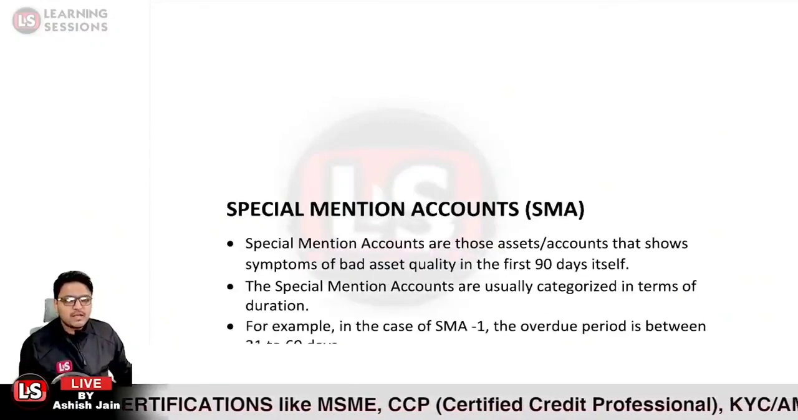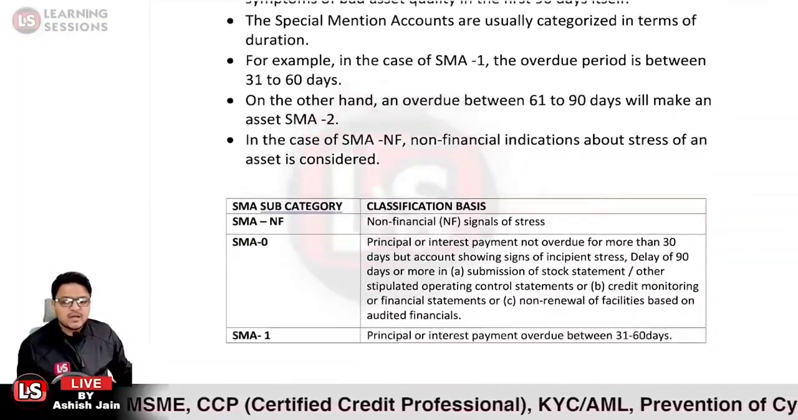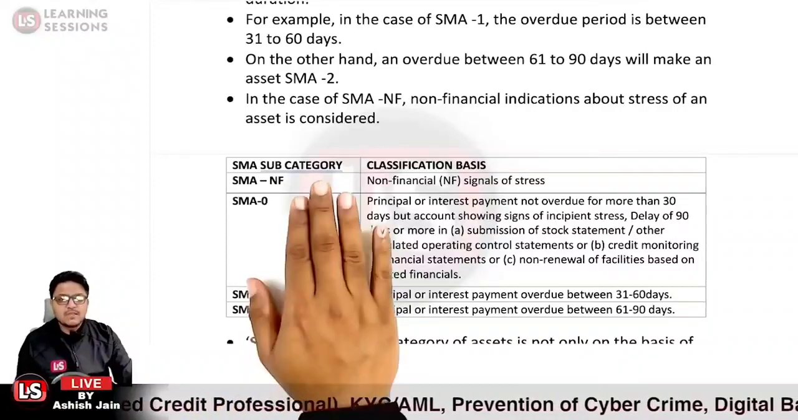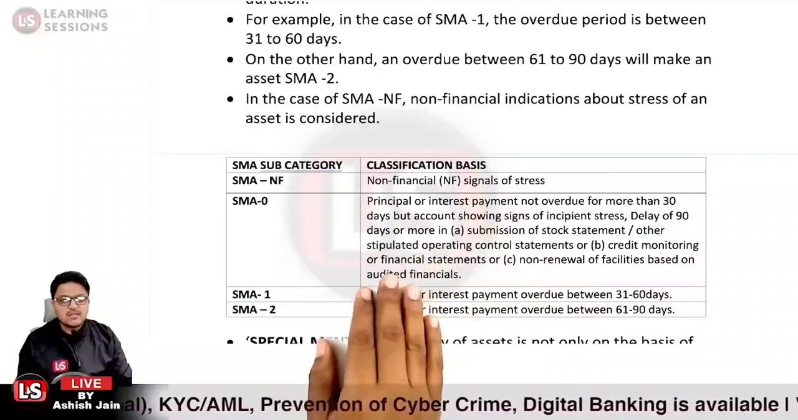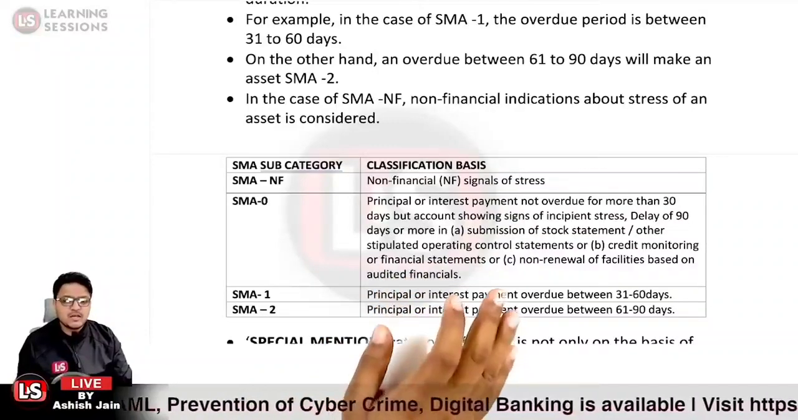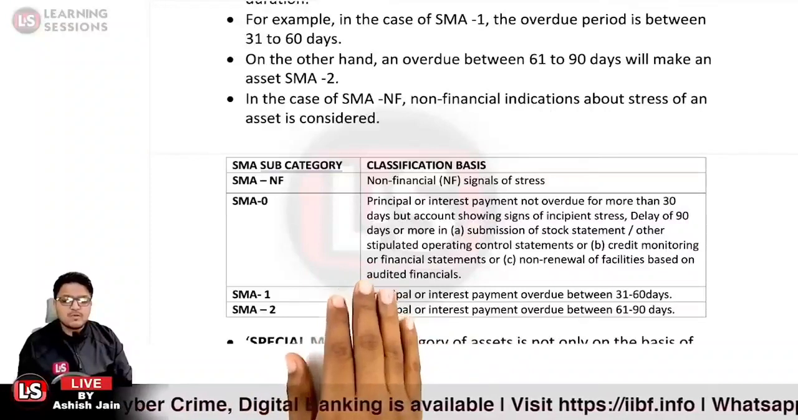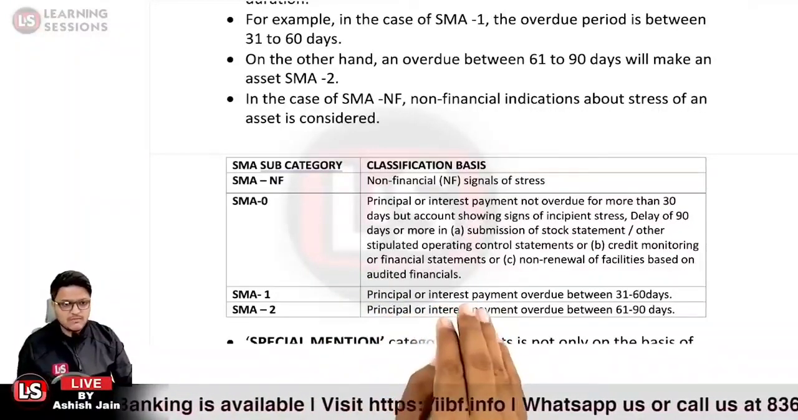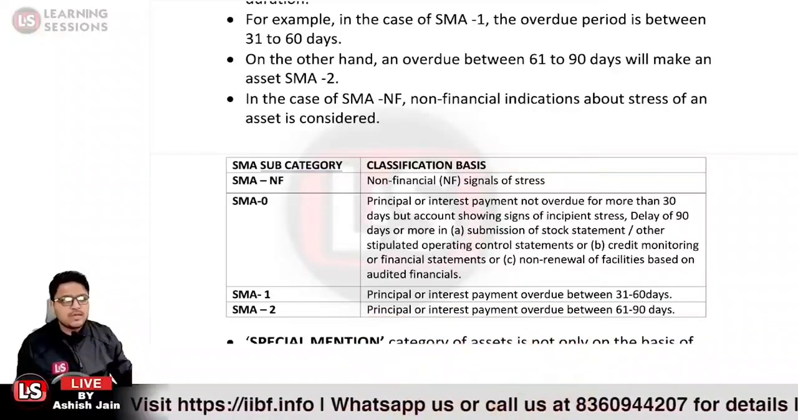Okay, so it is related to special mention accounts. I already told you that there are 3 categories related to financial reasons, that is SMA 0, SMA 1 and SMA 2, and further SMA NF, which is related to non-financial signals of stress. SMA 0 ranges from 1 day to 30 days, SMA 1 from 31 days to 60 days, and SMA 2 from 61 days to 90 days.